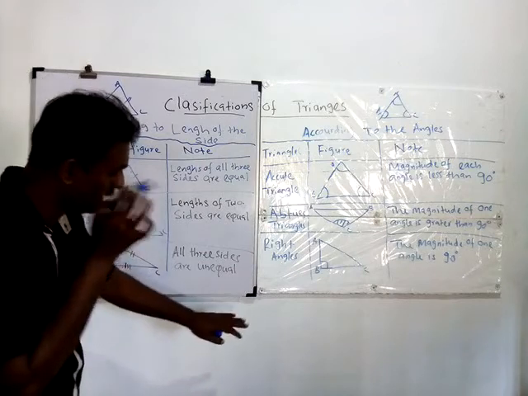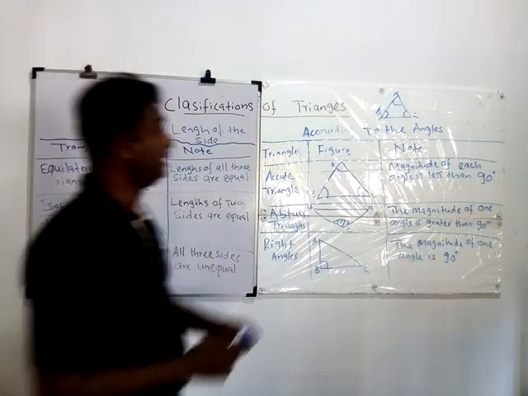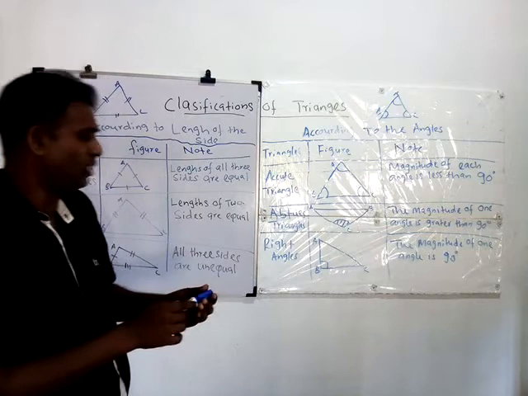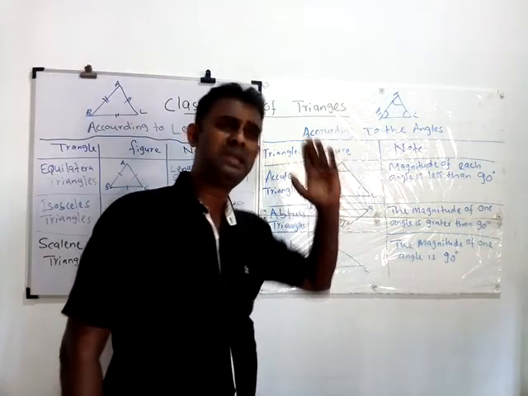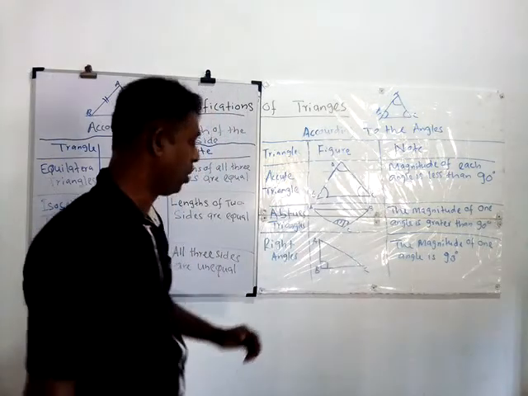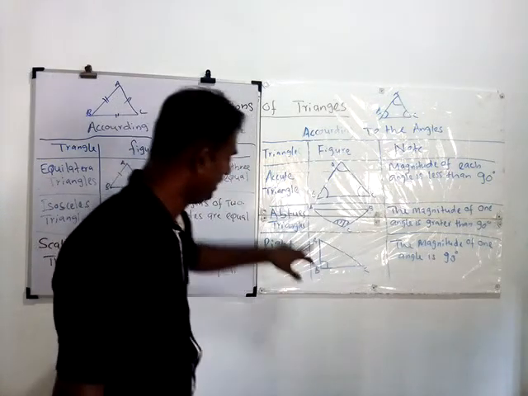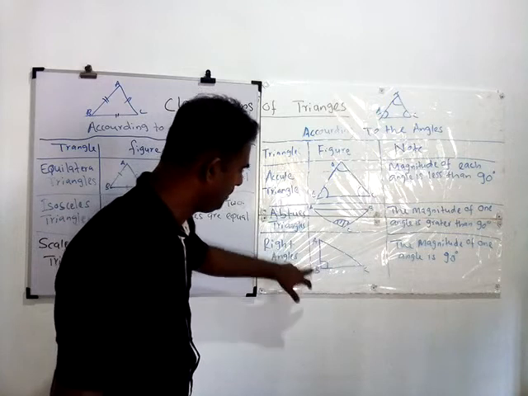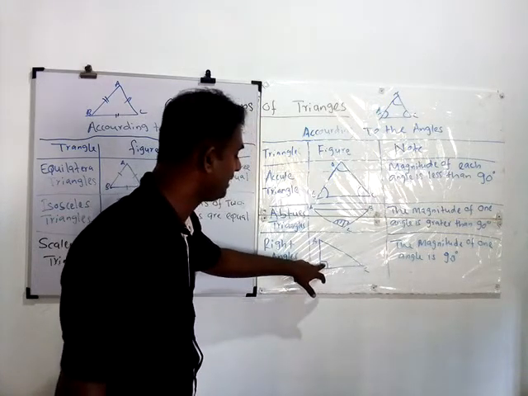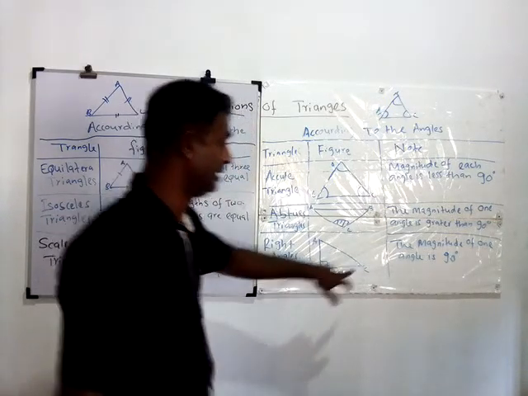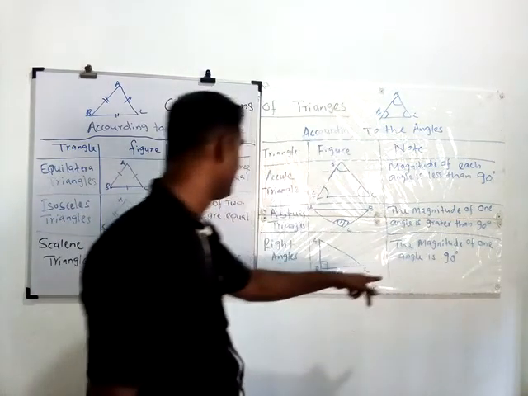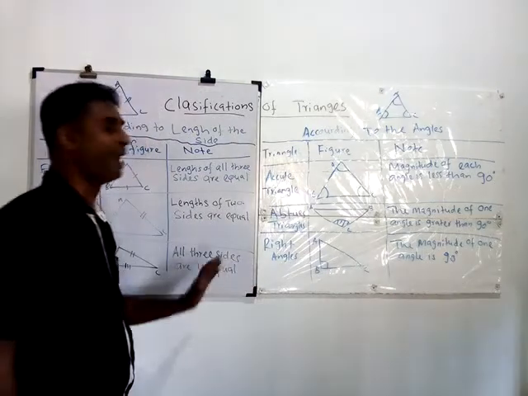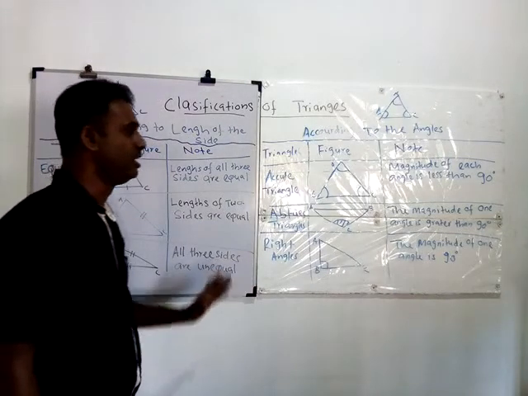The third one, the last one in the categorization under the angles, is the right-angled triangle. You know the right angle: the right angle means the angle should be 90 degrees. So in triangle ABC, angle ABC is 90 degrees, notated like this. The magnitude of one angle is 90 degrees. We call that a right-angled triangle. That is the short definition.